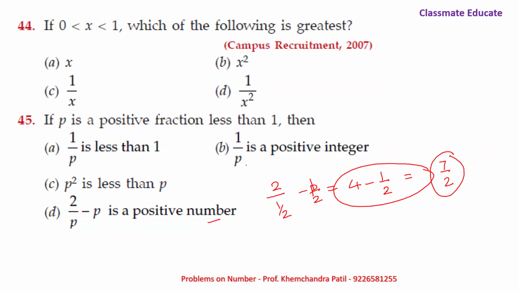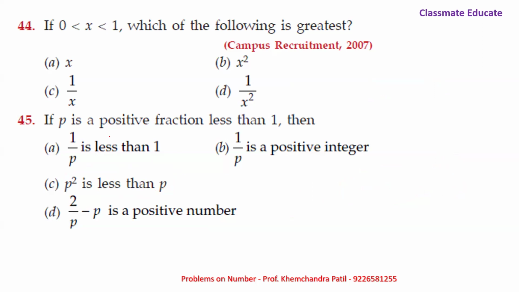So 1 upon p. If you are taking 1 upon p, that is 1 by 2. So the reverse of 1 by 2 will be 2. Positive integer, yes, it is a positive integer. Yes, this is true. But we are confused about these two situations: P square is less than P. So these two options can be your answer.